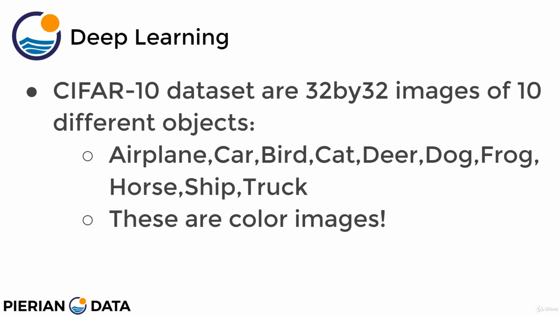The different types of objects available are airplanes, cars, birds, cats, deer, dogs, etc. The main thing to note is these are color images. Keep in mind, 32 by 32 is still quite small, but you'll be able to see some level of detail that a human can discern what's actually in the image.